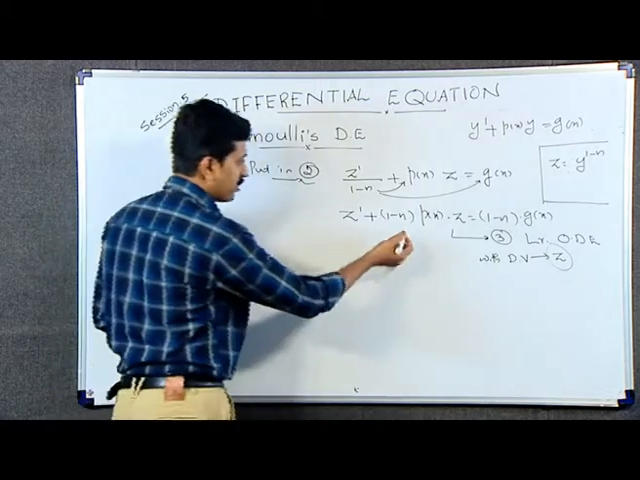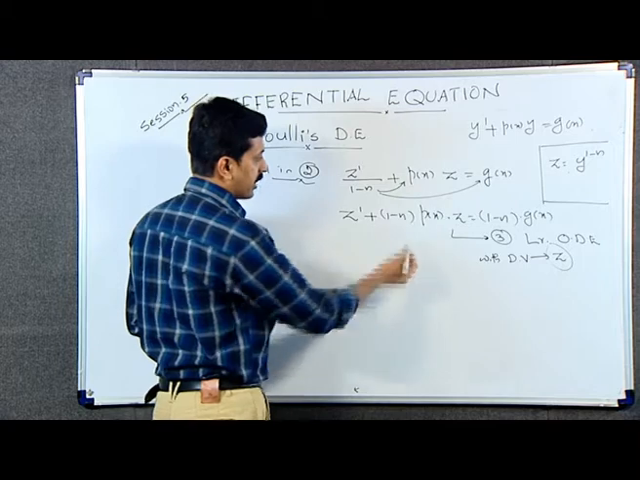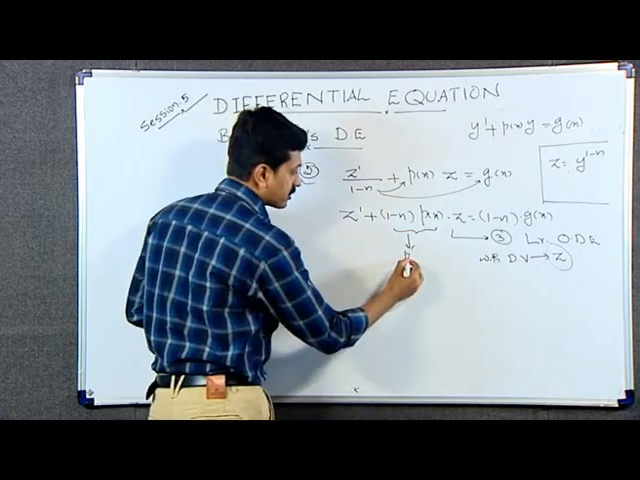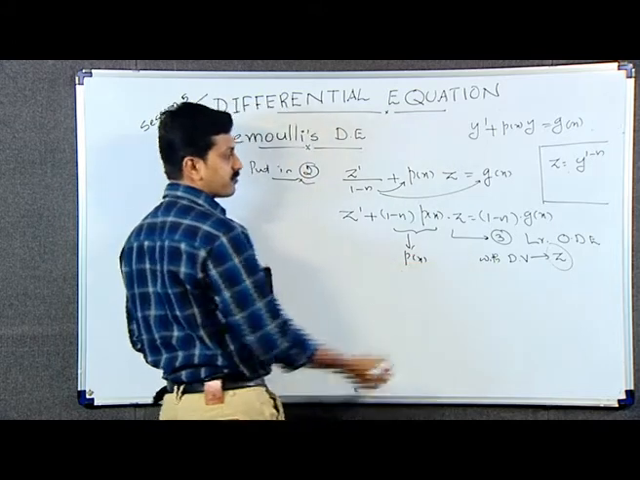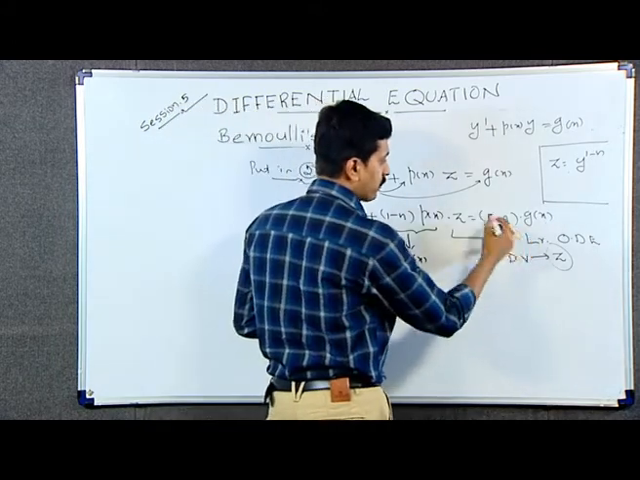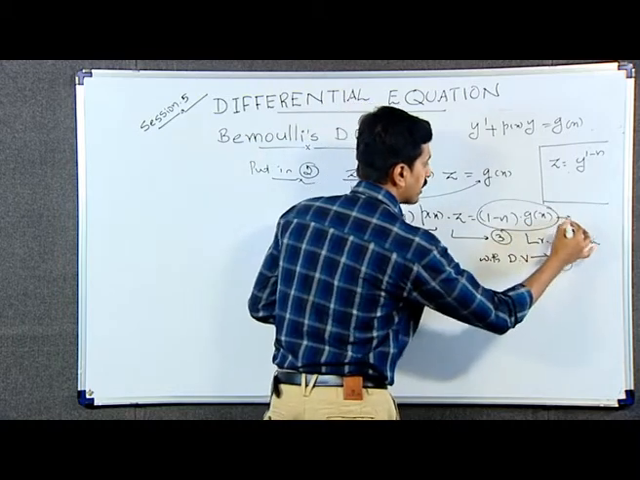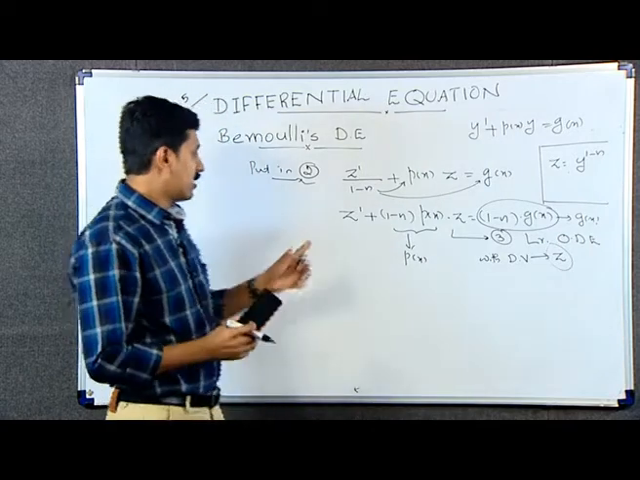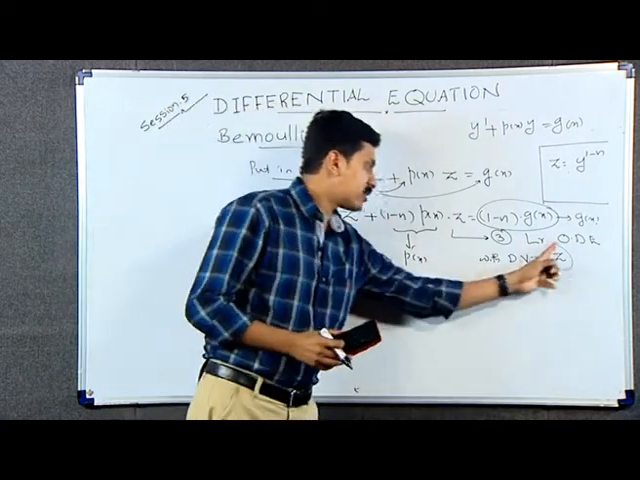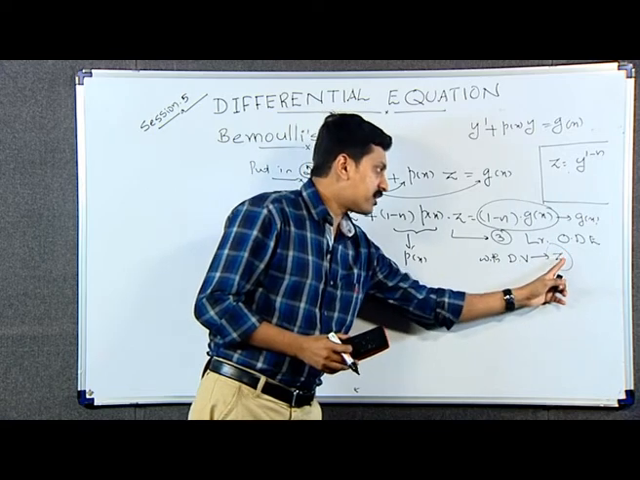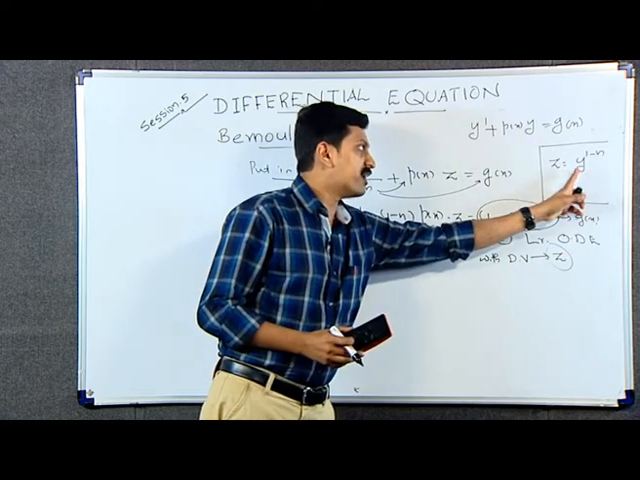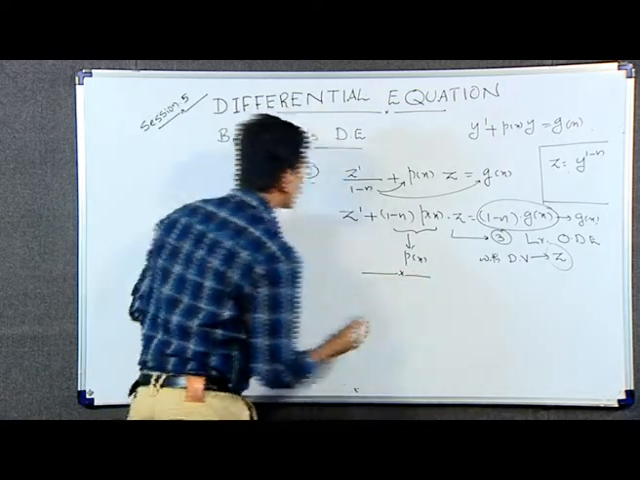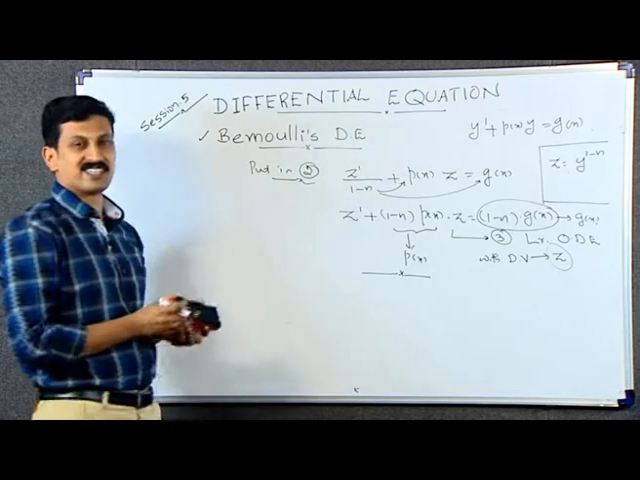Here we can solve this. Instead of p of x, we have 1 minus n into p of x. Instead of g of x, we take 1 minus n into g of x as the new g of x. While solving this, as I already told you, we can find z, and we can find the value of y from this relation. Now, this is the method to solve Bernoulli's differential equation.